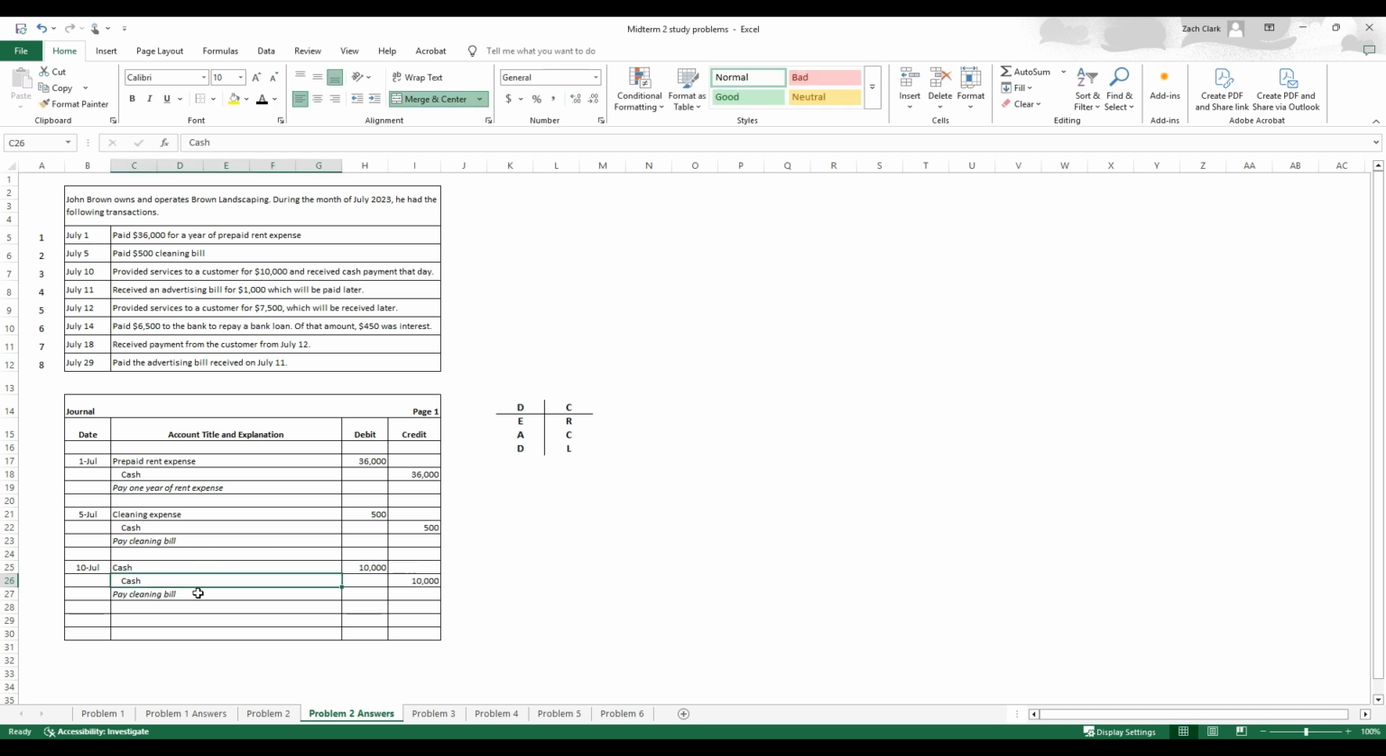And then the definition of performing services and receiving payment, and really just performing services and being owed money, that's the definition of revenue. And so we're going to say service revenue for our credit, and here, dead circle, revenue, credits are increases, so that all kind of makes sense. And we'll say performed services. Okay.